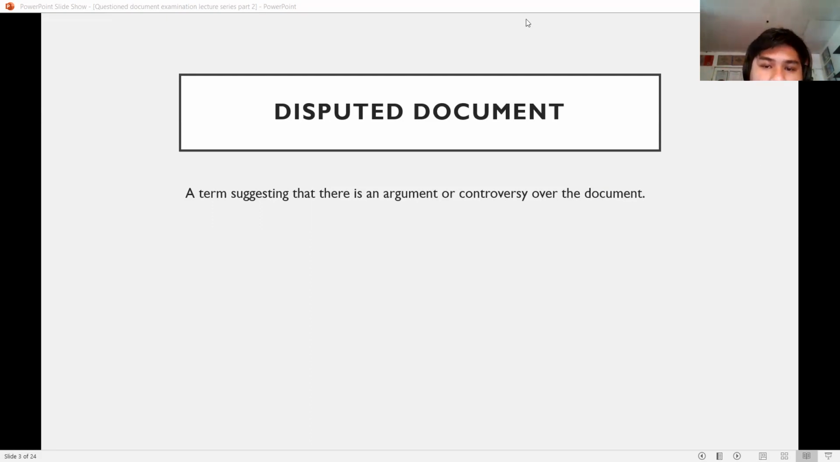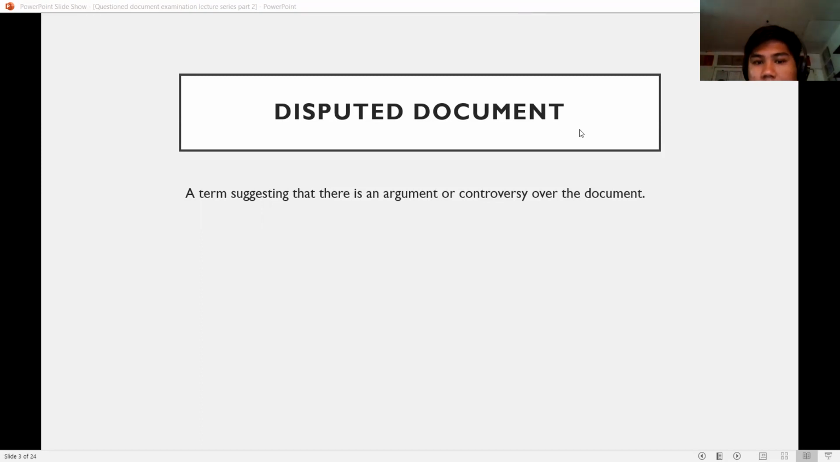Why? Because in a disputed document, there's always an argument or controversy. Therefore, a disputed document is always a question document, because there's an argument or controversy over that document. While a question document is not always a disputed document. Why is that? Because not all question documents are not genuine, real, or fake. You just question the document whether or not it's real or genuine.